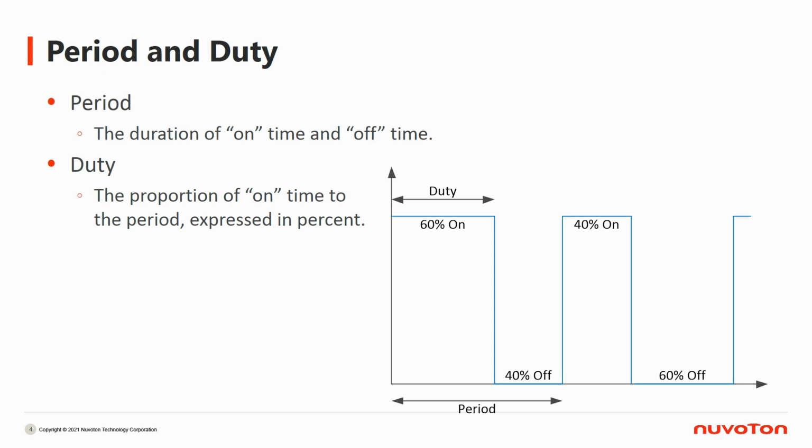Take the graph on the right-hand side, for example. If we use the setting that the duty is 60% on to control an auto motor, it will run in 60% speed. We can also adjust it to run in 40% speed by setting the duty as 40%.